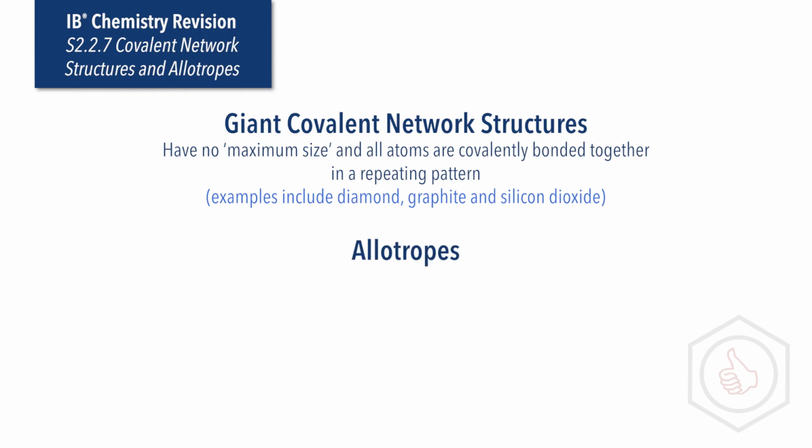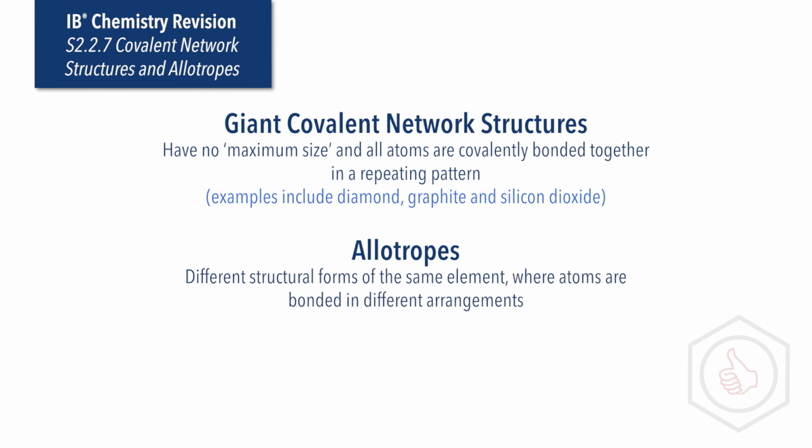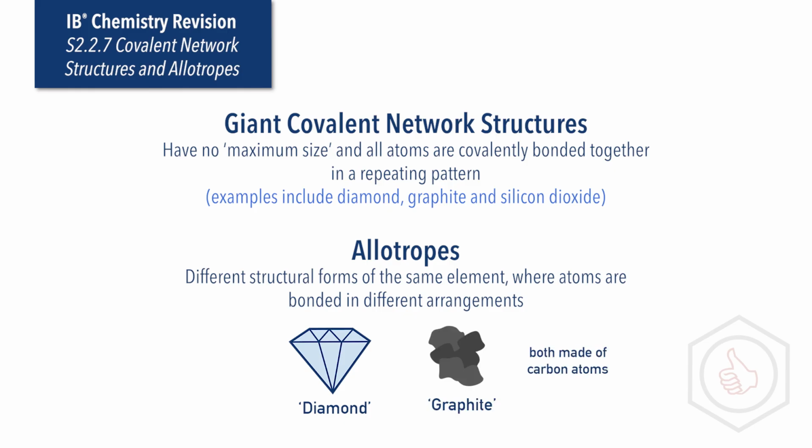Allotropes are different structural forms of the same element, where atoms are bonded in different arrangements. Because of this, allotropes have unique chemical and physical properties such as hardness, conductivity, color, or reactivity. For example, carbon exists as diamond, which is hard and transparent, and graphite, which is soft and conductive.